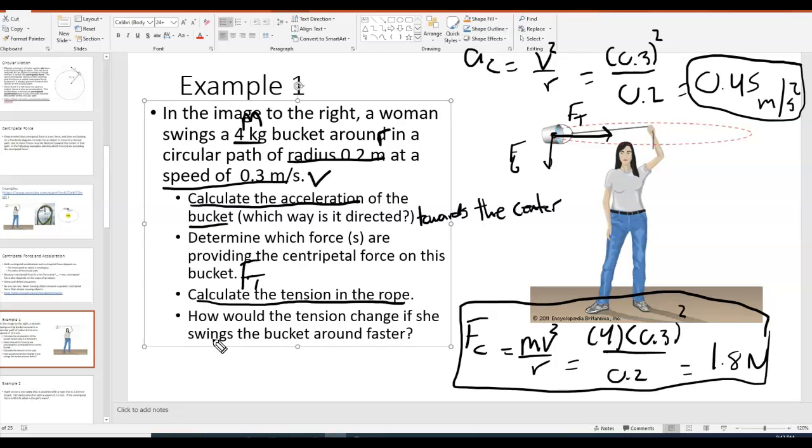And then the last question says, how would the tension change if she swings the bucket around faster? You would say that the tension would, of course, increase. Because if you look at the equation, it's mv squared over r. If you make v a bigger number, that means if it's going around faster, that means the centripetal force is also going to be a bigger number. I talked about that before. Please pause it there if you need to look at that.